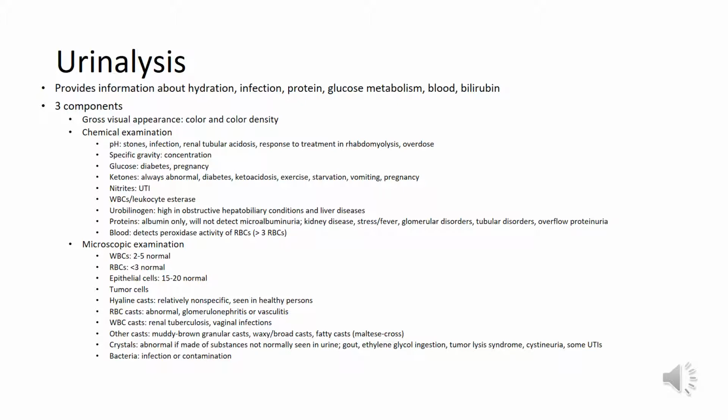The chemical examination with the dipstick will reveal information about the urine pH, the specific gravity, glucose, ketones, nitrates, white blood cells, and leukocyte esterase, urobilinogen, protein, and blood. For the purposes of this urology lecture, I want to point out 4 key indicators on the dipstick. pH is an important indicator for urology to help rule out infection and kidney stones.